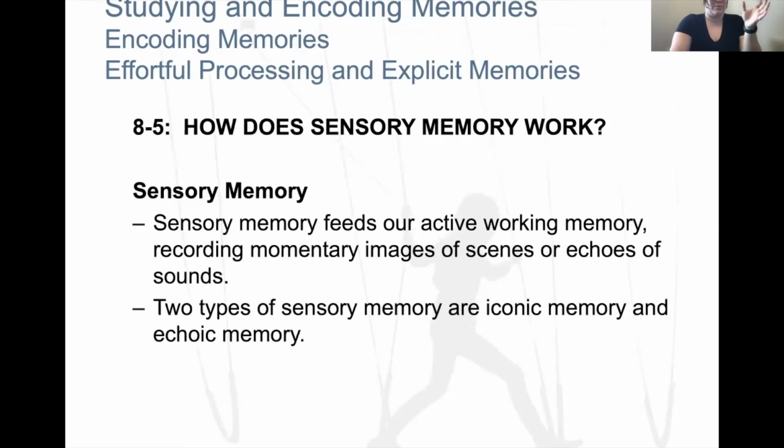So how does sensory memory work? We've talked about sensory memories a couple times so far. Sensory memory feeds our active working memory, right? We're taking that sensory information as we're learning something new, and it records momentary images of scenes and echoes of sound. So there are two types of sensory memories: iconic memory and echoic memory. So iconic, right? Icon, think of visual. Echoic, echo, think of auditory, right? Hearing.